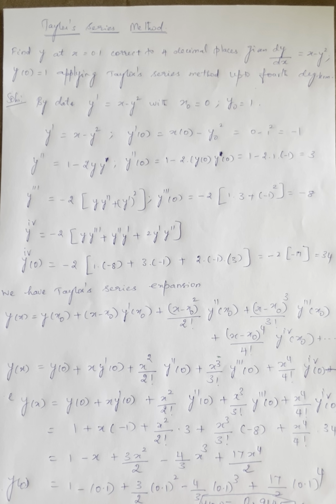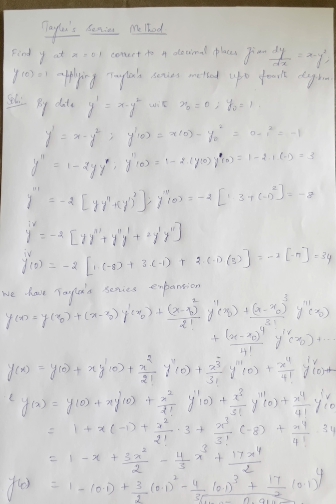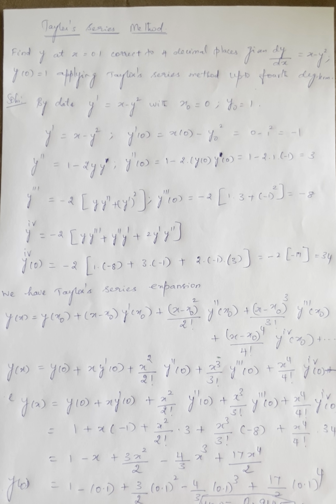Now we have to go for the third derivative. Differentiating the second derivative, we arrive at the third derivative of y. So 1 minus 2y y dash, I differentiate again with respect to x, and I will be getting minus 2 into y double dash plus y dash squared. For the first term y y dash I have to go with the product rule. Then for y triple dash of 0, we substitute the values of y double dash and y dash squared, and on simplification I will be getting minus 8. And then the fourth differentiation, the derivative of the third derivative.